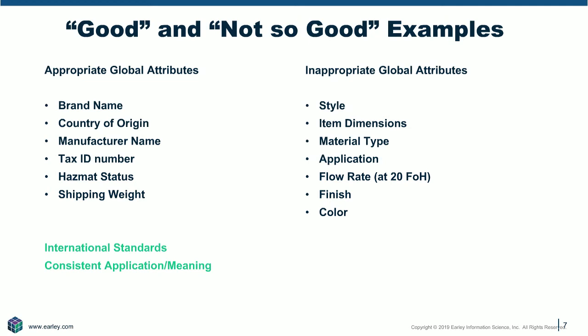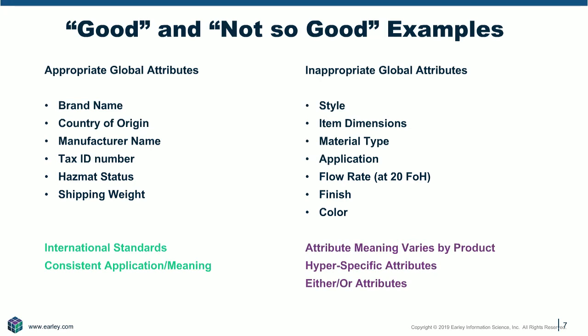But then let's look at our inappropriate global attributes. What can you tell us about those, Jason? Right. So unlike what we've talked about as appropriate, where it's set by a third party, a lot of the attributes that we see clients try to use as global and fail are attributes that are oftentimes defined by the way that you as a company, you as a firm want to use it. And they fall into three kinds of buckets. The first few here you see style, item dimensions, material type, application. The meaning of attributes is actually fairly dependent on the product type itself.